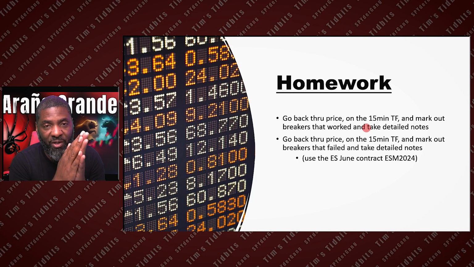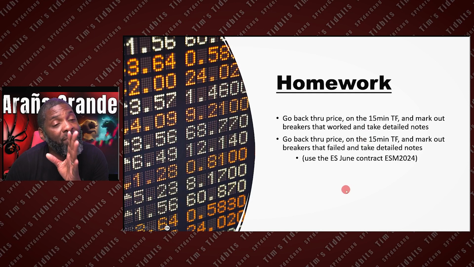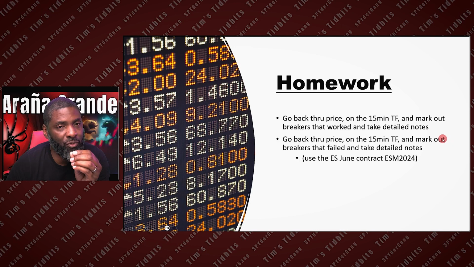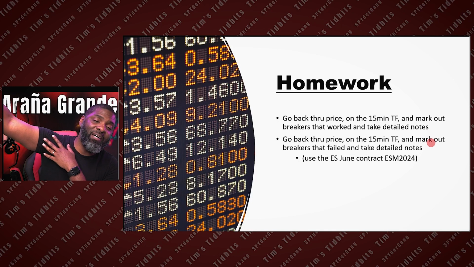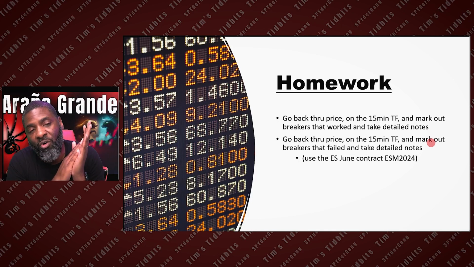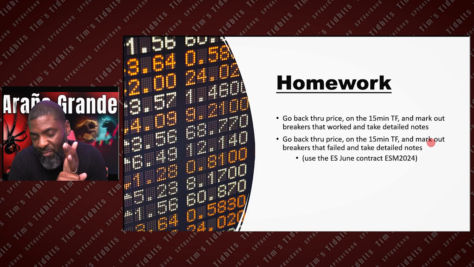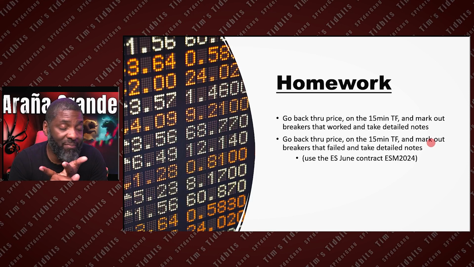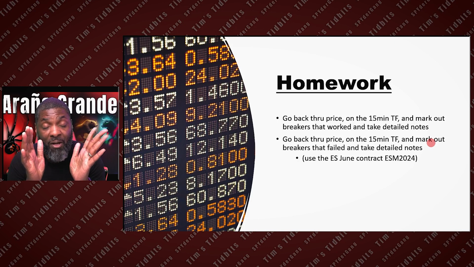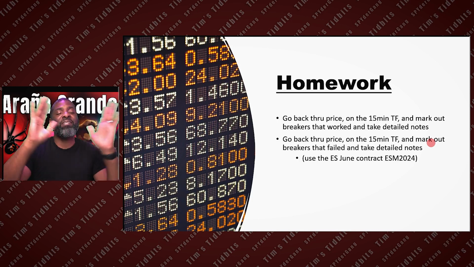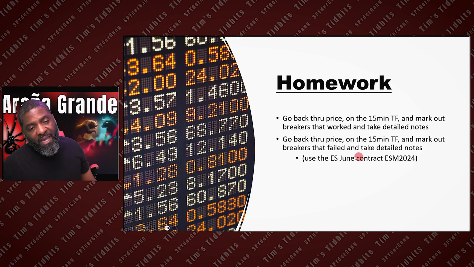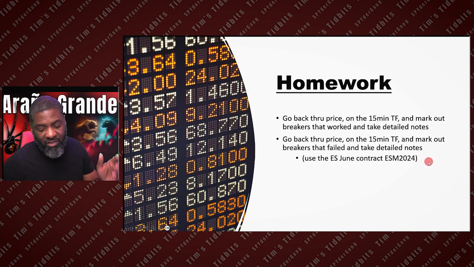Take notes on trading around and to and from these breakers, and also do the same thing, but this time I want you to try to find breakers that failed, meaning it formed the breaker and price just totally disrespected it, went through it and went the other way. Take detailed notes on why it failed. What time of day was it? What did it form during, a bullish trend? Did a bearish breaker form during a bullish trend? Take every note that you can on breakers, and you can use the June contract on the ES, or you can use the continuous contract, whichever is easiest for you.